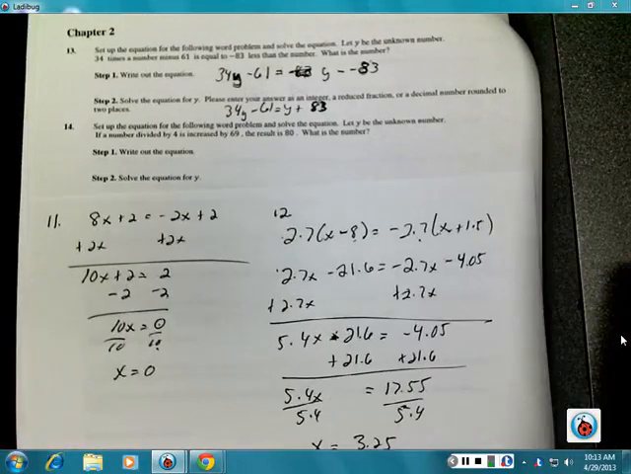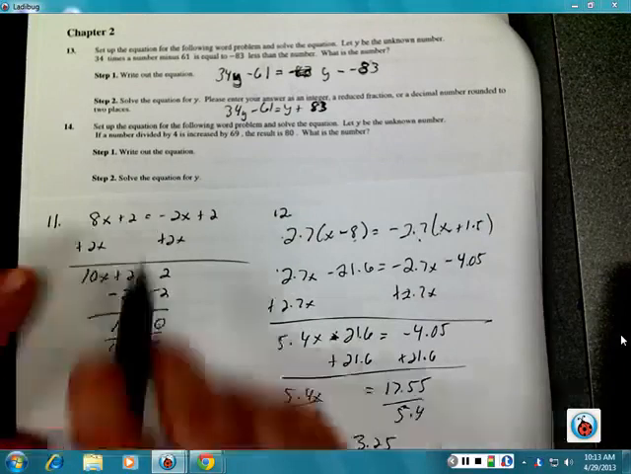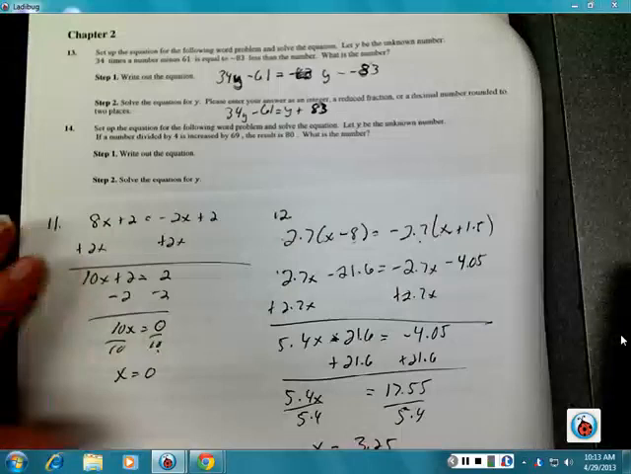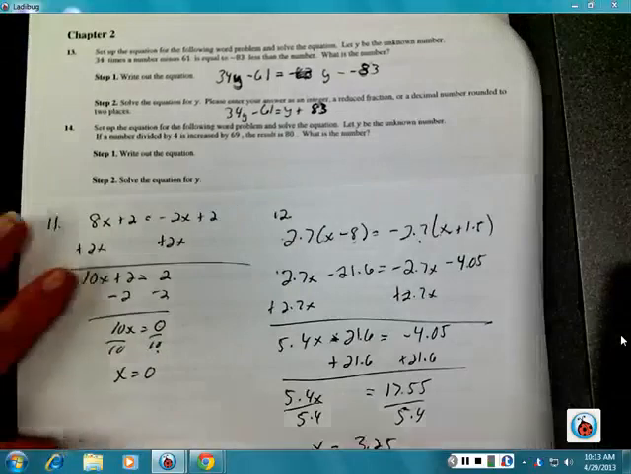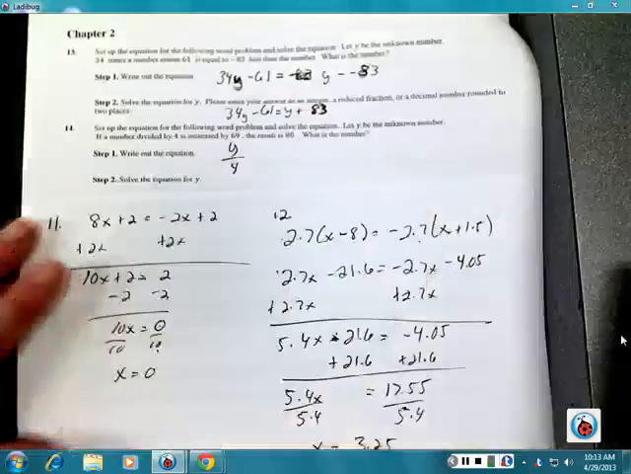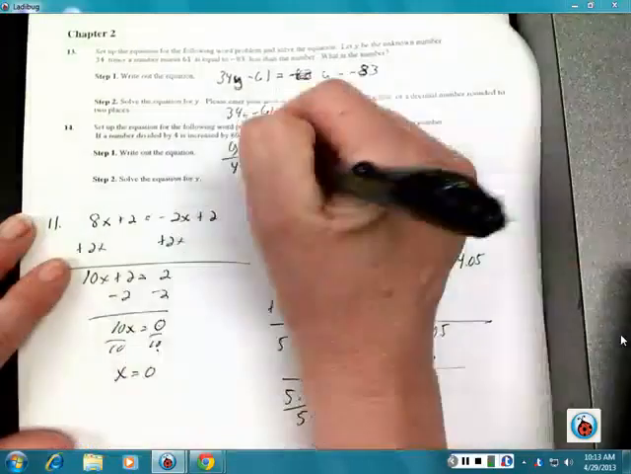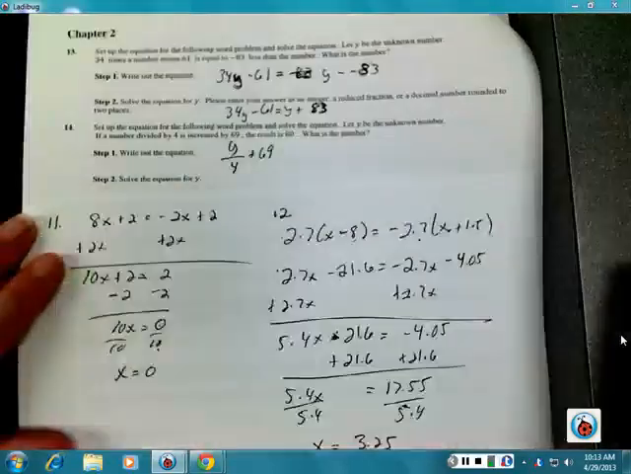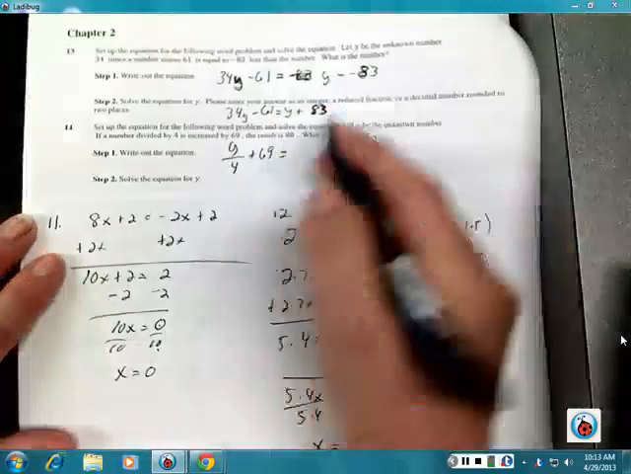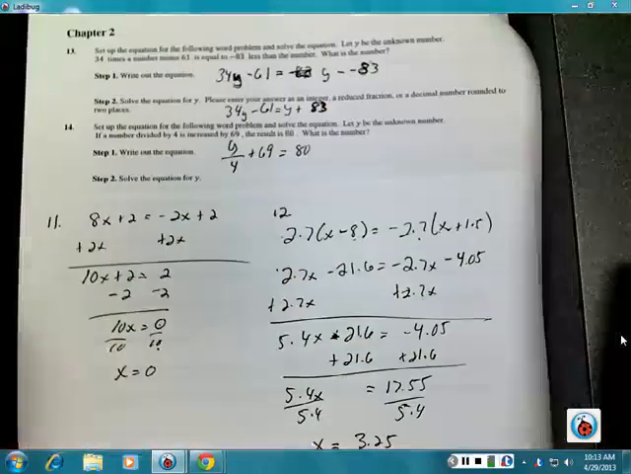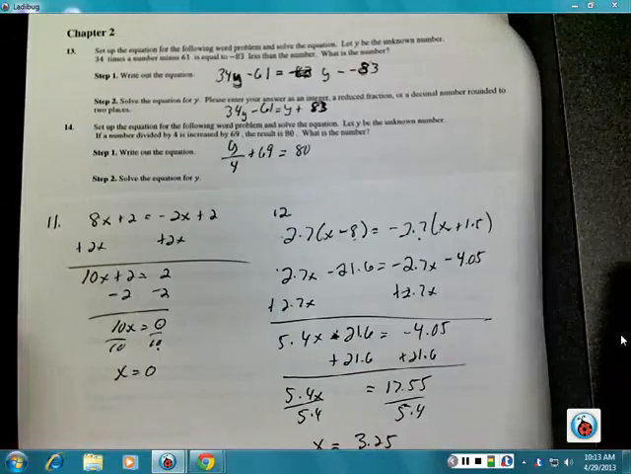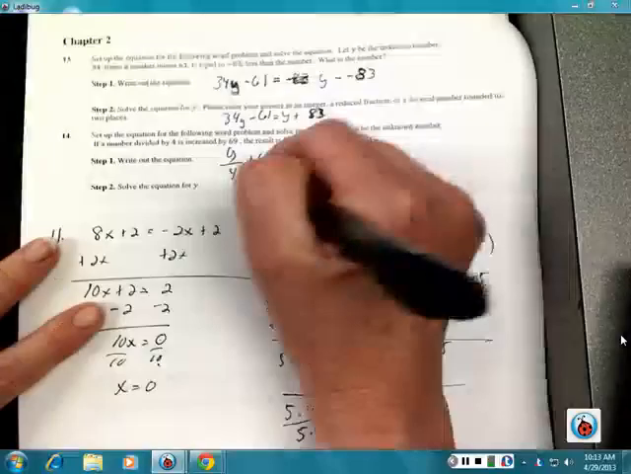14. Set up the equation for the following problem. Let y be the unknown number. So if a number divided by 4, so what does that mean? Y over 4. Is increased by 69. So what's that mean? The result is 80. Okay, we're good there? Okay, can you solve that one? Minus 69. Yeah, we might as well finish it.